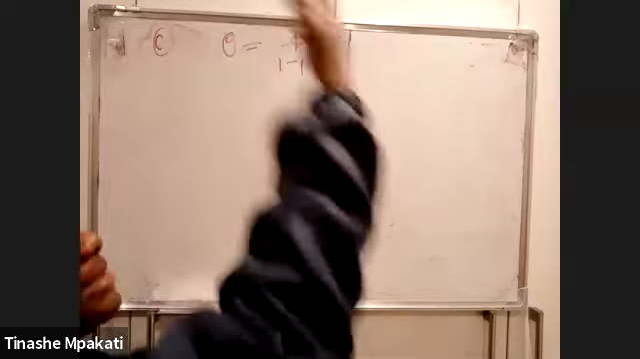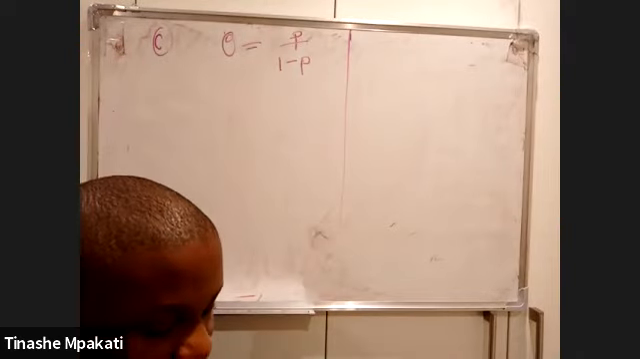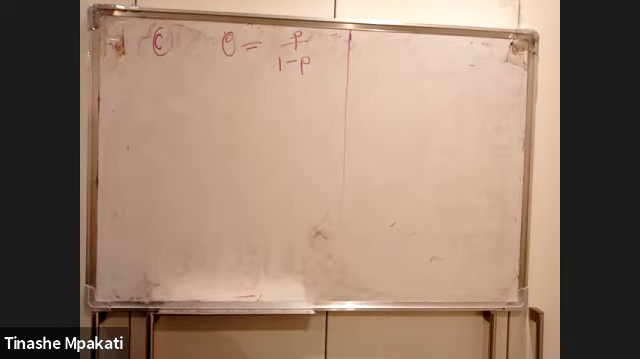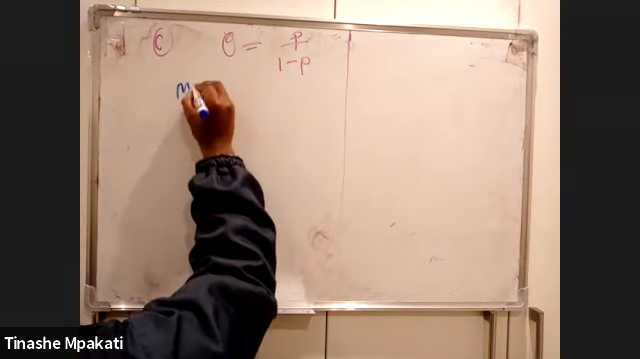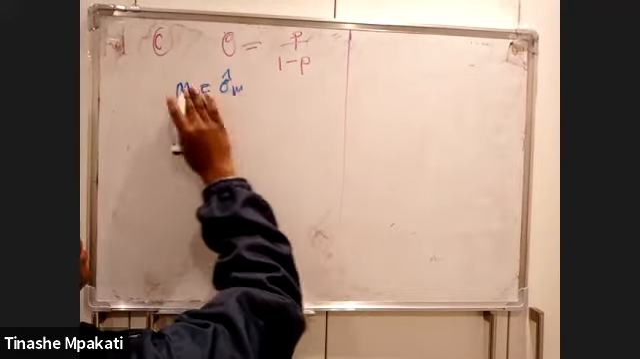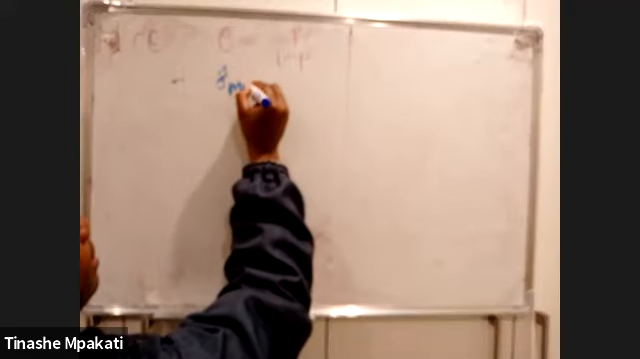So we've been dealing with data with our parameter of interest being P, right? But now we are told that theta is equal to P over 1 minus P, okay? Now, the first part of the question could ask you to find the MLE of this new parameter, right? Which is theta in this case. The MLE of theta, like that.